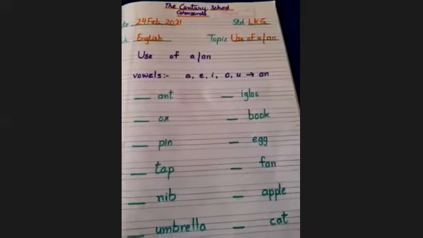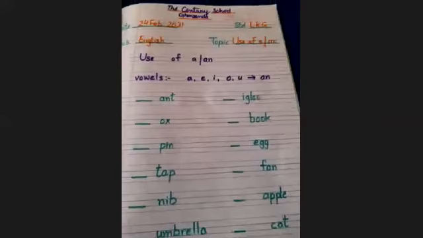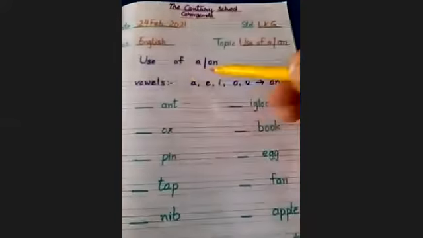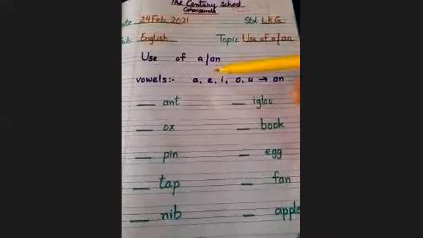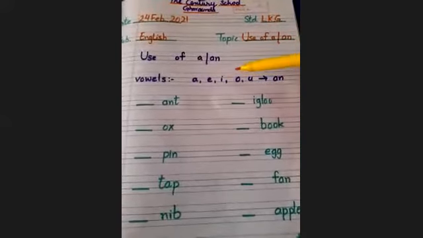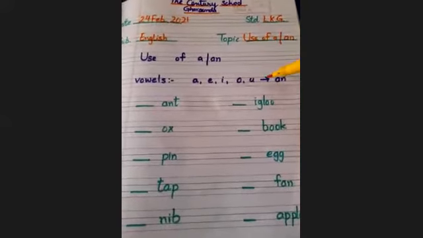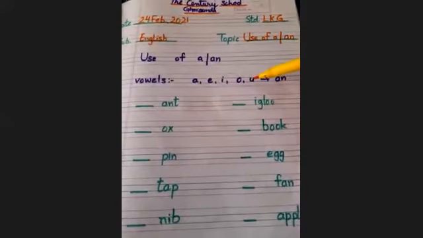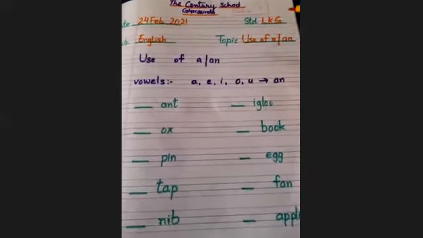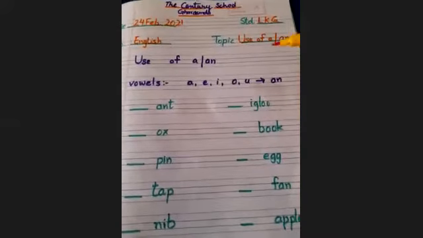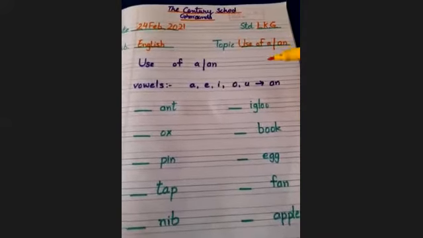Students, today our topic is use of AN. You know very well, these are five vowels: A, E, I, O, U. We use AN with these vowels. The rest are consonants. We use A with these.